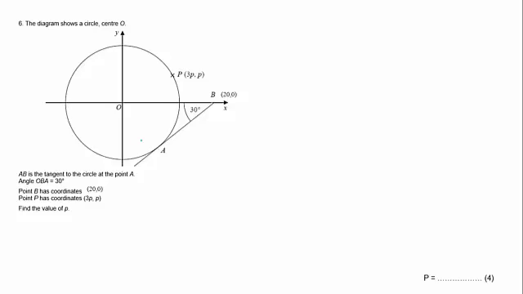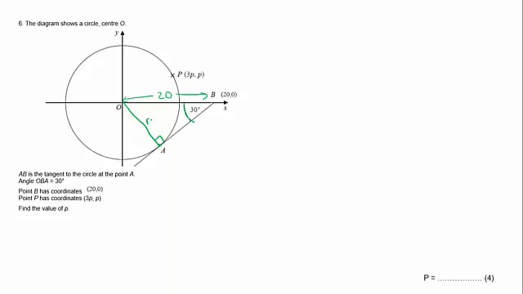So, AB is a tangent to the circle at the point A, so it meets the circle here. And what do we know about tangents and circles? We know that the radius and the tangent meet at 90 degrees. So here we've got a right angle triangle. And we know that this length here is 20. And we know that this angle here is 30.